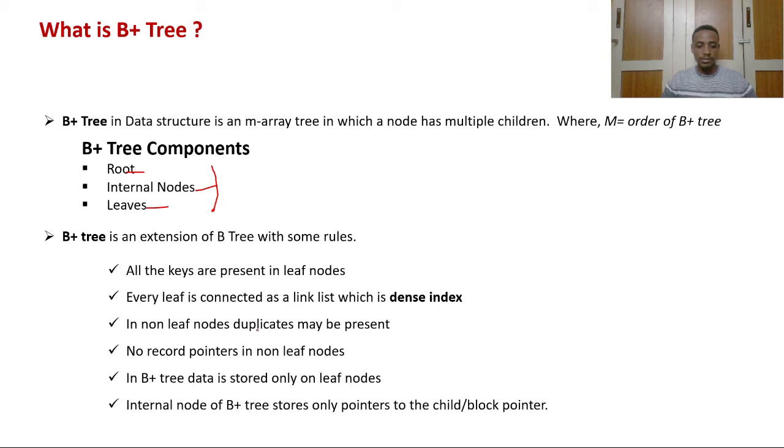As well, at the parent and root nodes, we can have some copy of keys in the root node and internal nodes. So no record pointer is in non-leaf nodes. Non-leaf nodes like root nodes and internal nodes cannot point to the data. Only the leaf nodes will point to the data, to the record. So in a B+ tree, the data is stored only in leaf nodes, and internal nodes of a B+ tree store only pointers to the child or the block. These internal nodes point to the next child, left child, or right child. That pointer is only in a B+ tree.